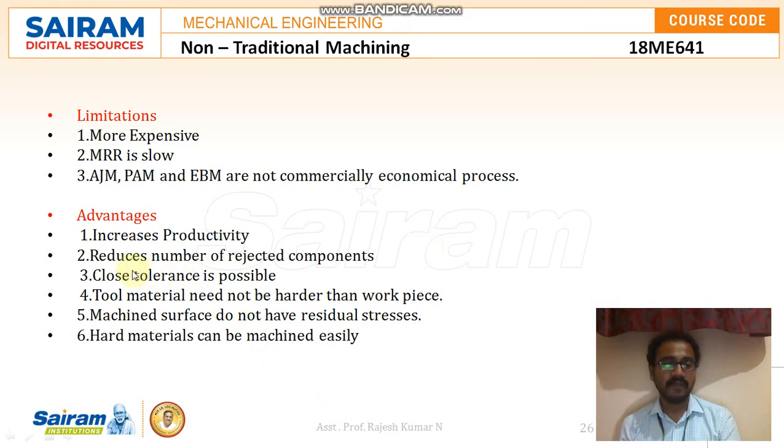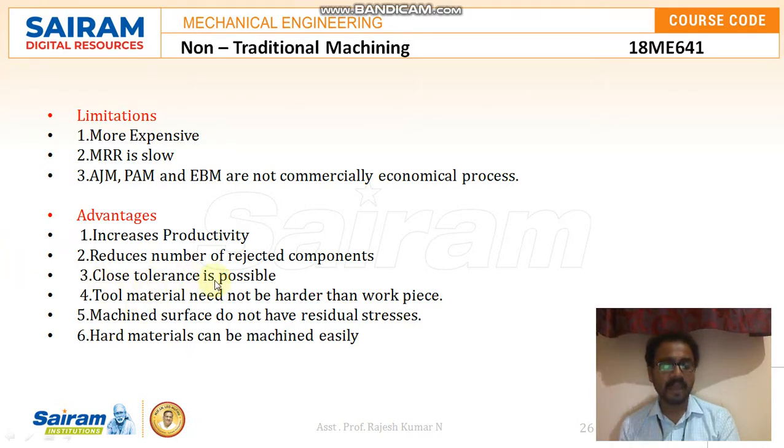Moving to the next one, a very important advantage, personally I feel, is that it reduces the number of rejected components, which is very common in the traditional machining process. Of course, 90 to 95% of the process would have been done in the traditional machining process, but maybe in the last minute, on the very fine intricate details, some mistake happens, and ultimately the part gets rejected. But such chances are nil in the non-traditional machining process, because 100% accuracy we can expect, and close tolerance is possible, which is again one more important advantage.